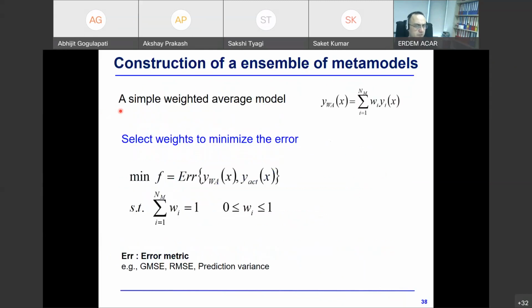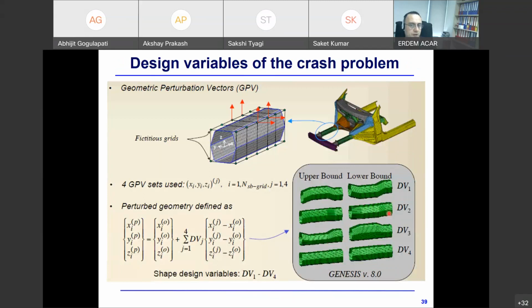Then we have this simple weighted average model that I mentioned earlier. We assign weights to different surrogate model predictions, and the selection of these weight factors is obtained through this optimization problem. Here we are designing the side rails in an automobile. Over here we have bumpers. Behind them we have those side rails. They absorb the kinetic energy in case of a crash.